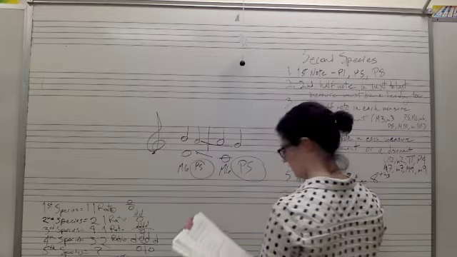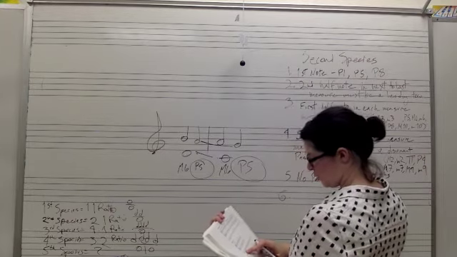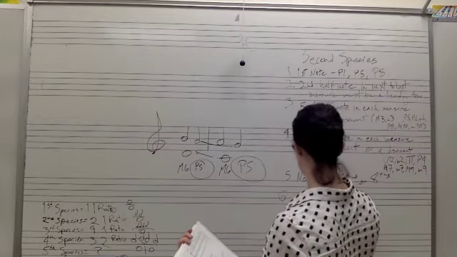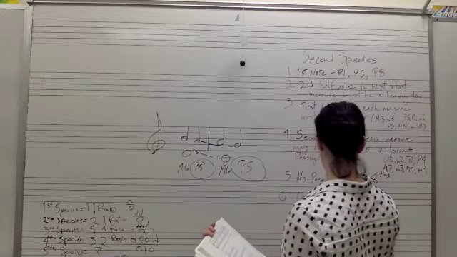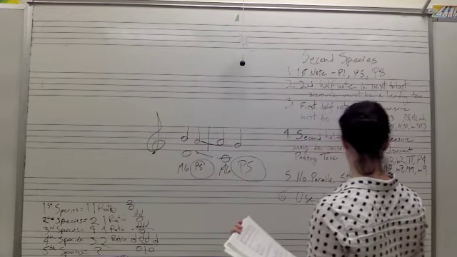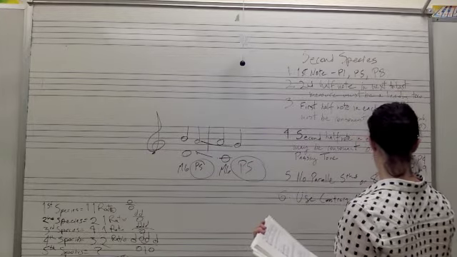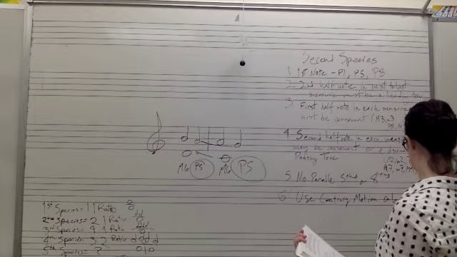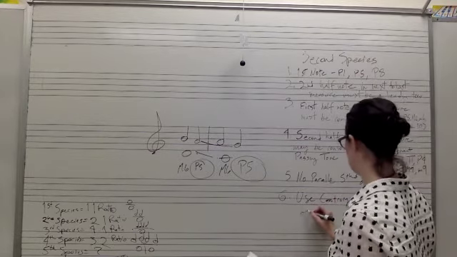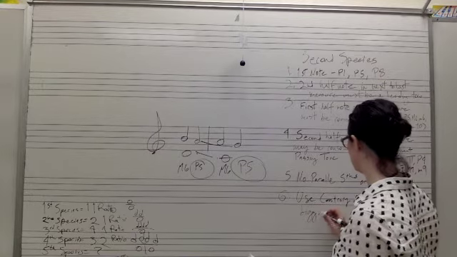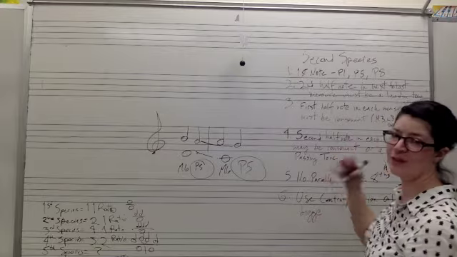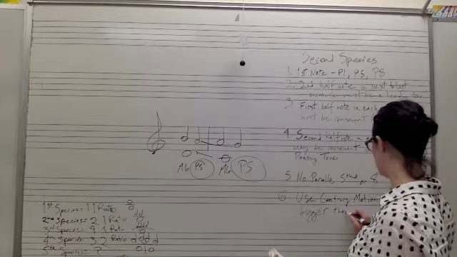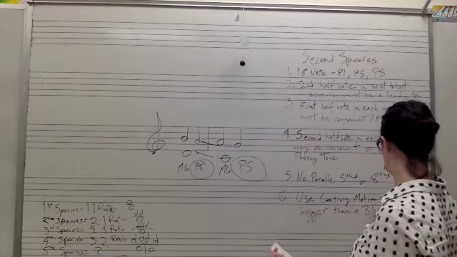So rule number 6, it's best to approach and depart from leaps greater than a third in contrary motion. So use contrary motion on leaps. So a third, it's still okay to use similar or oblique motion, but if you've got anything more than a third, like a fourth or fifth, sixth, something like that, then use contrary motion.